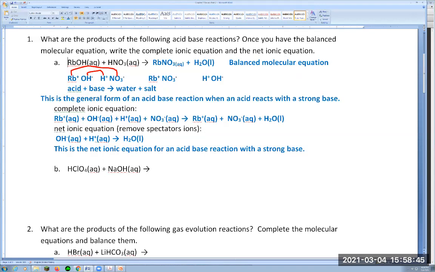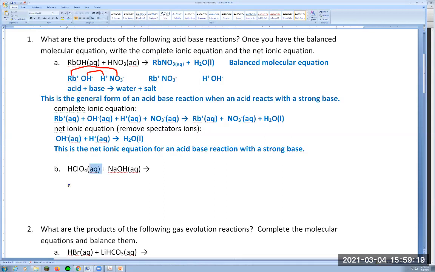So I did those lines here to show how the positive ion from the first reactant will go with the negative ion of the second reactant. And then the negative ion of the first reactant will go with the positive ion of the second reactant. So there is an exchange of partners when you have an acid-base reaction. So following that principle, we can do the same for the next example here. So the first thing to do is to find the formulas of the ions.